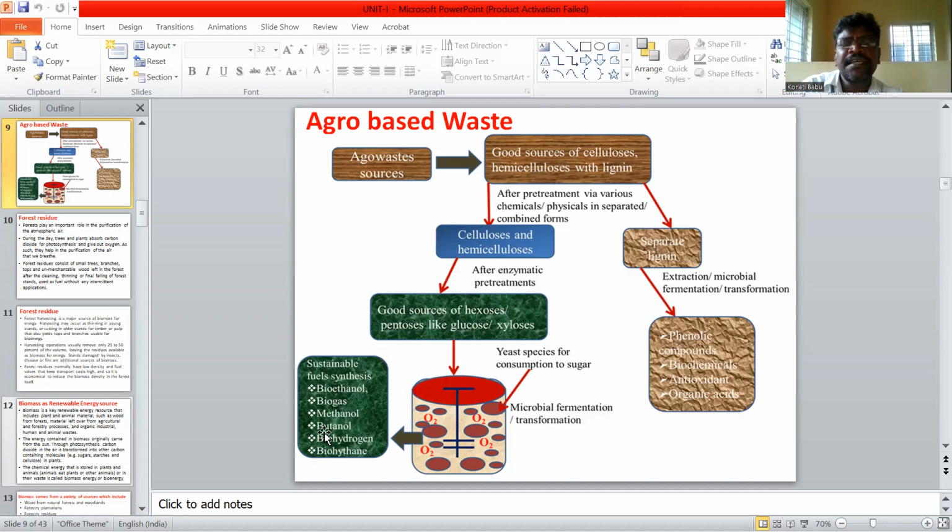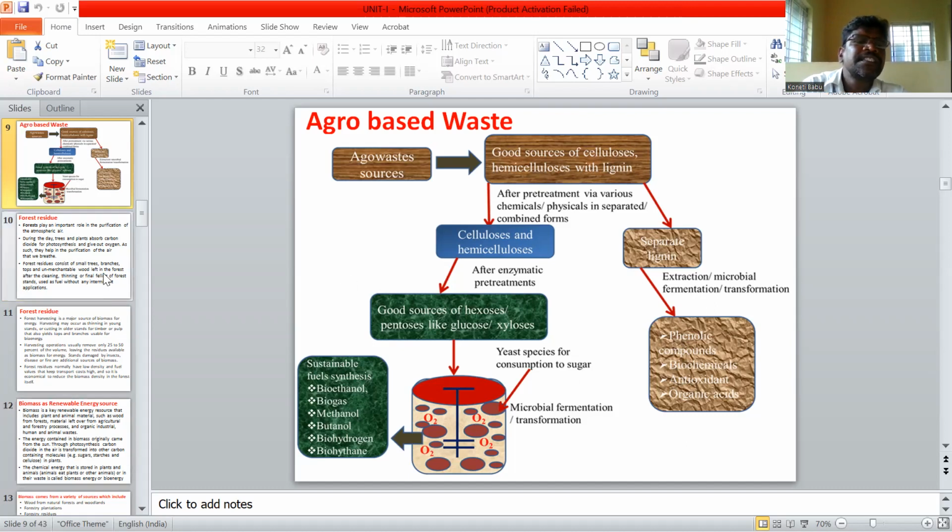So these are the sustainable fuels or synthetic gases. Then the separated lignin, after transformation or extraction or microbial fermentation, will be converted into phenolic compounds, biochemicals, antioxidants, organic acids. This is the conversion process of agro waste to useful forms, useful gases.